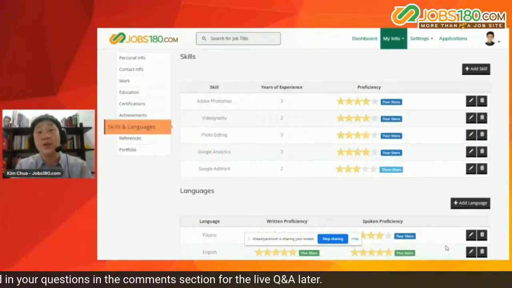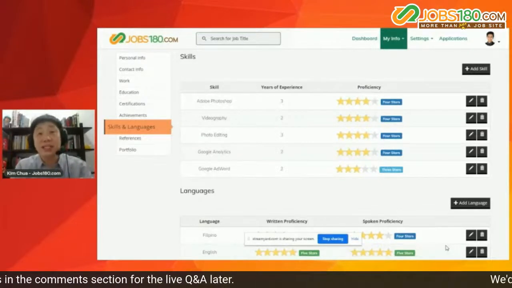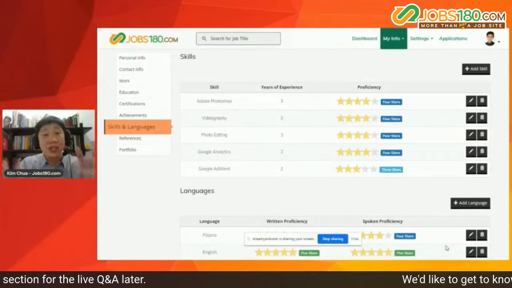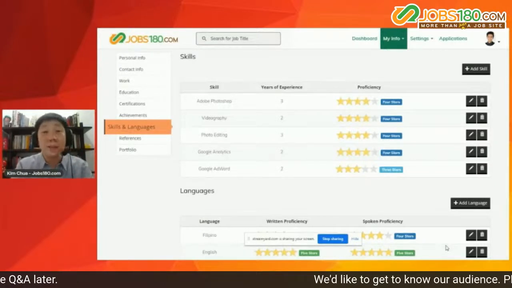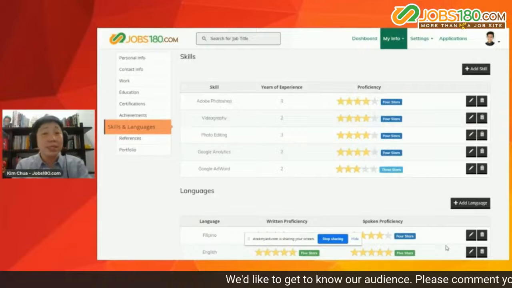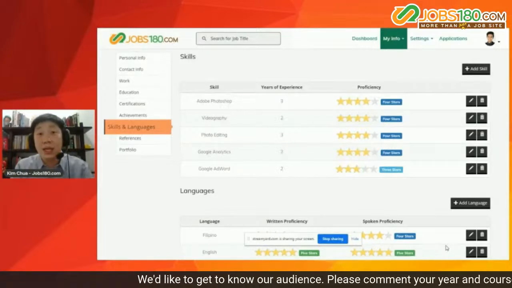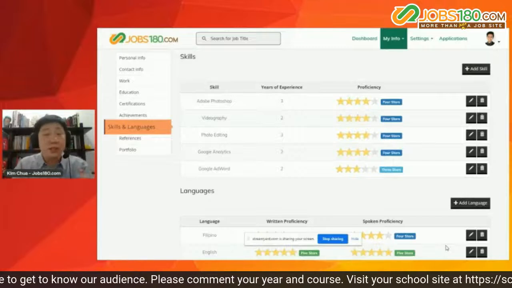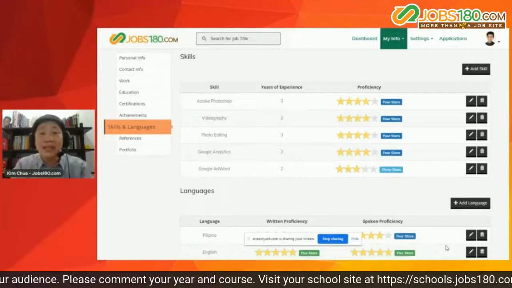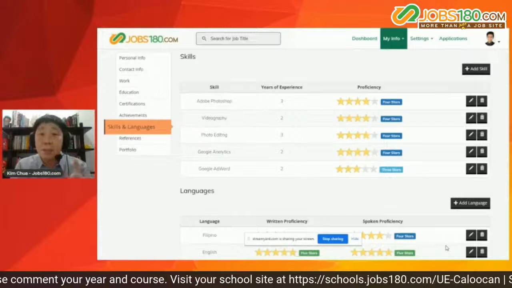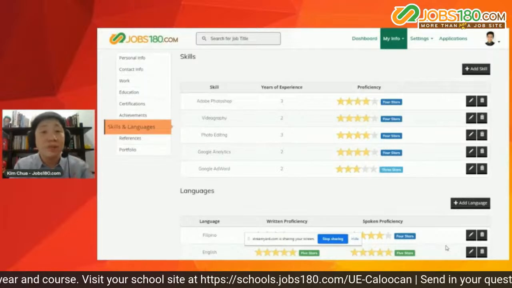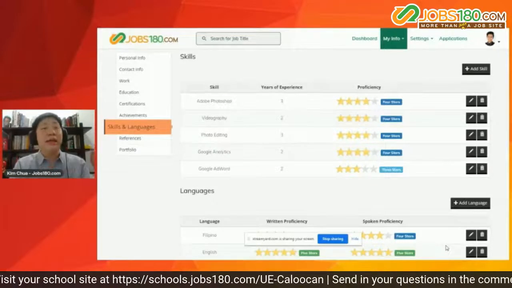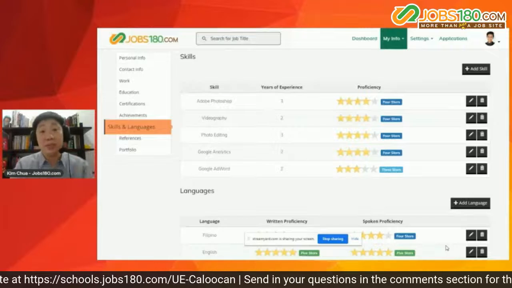Hindi porkat engineering ang course mo, ang alam mo lang na skill ay pang-engineering. Hindi porkat tourism or HRM ang course mo, ang alam mo lang na skill ay pang-tourism at pang-HRM. Maybe some of you are into multimedia, into photography, into videography, into something else, arts, crafts, whatever. Lahat ng yan, skills nyo yan. Remember, what you're doing here is you're marketing yourself more effectively. Kaya kung ako sa inyo, ilagay mo dito lahat ng skills na alam ninyo.